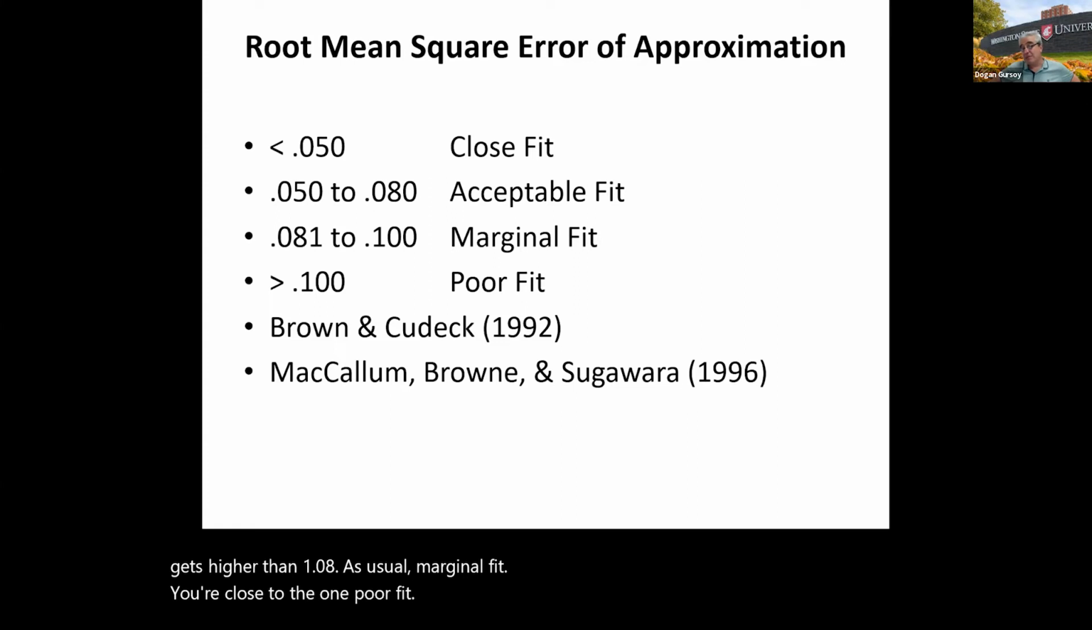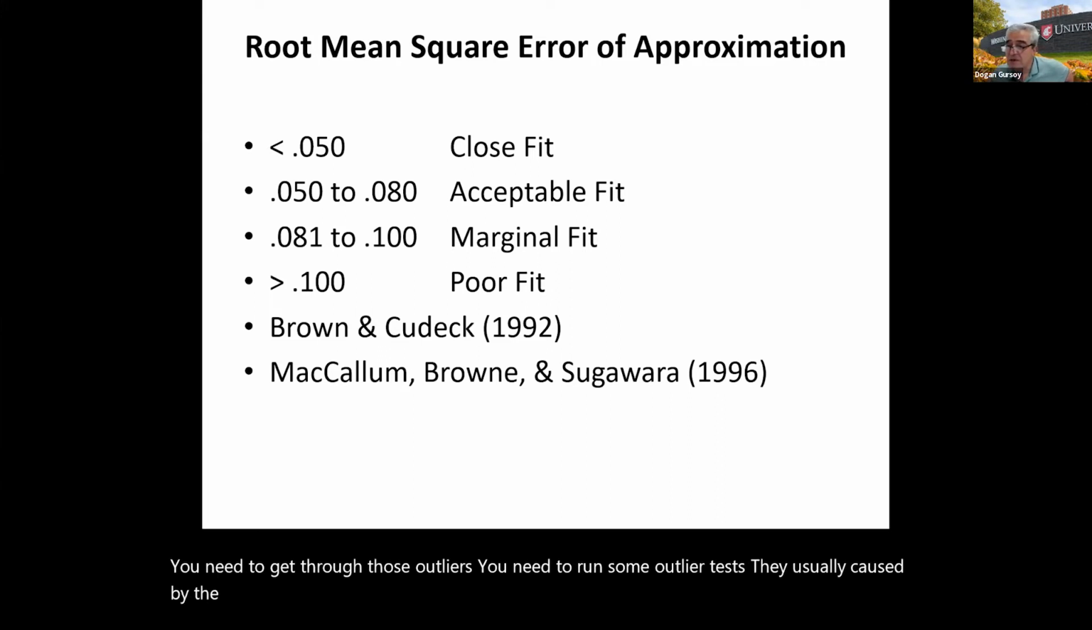And people pay attention to these things, because if these numbers, especially the badness of fit index numbers, are high, that indicates problems with your data. These are very good tools to identify if you have a problem. Maybe there are outliers in your data. You need to get rid of those outliers. You need to run some outlier tests. The problem is usually caused by outliers most of the time.